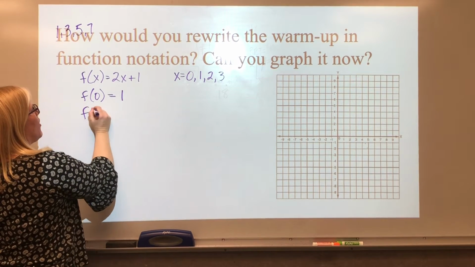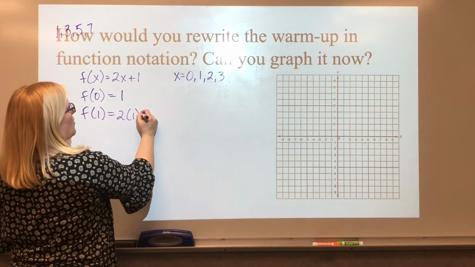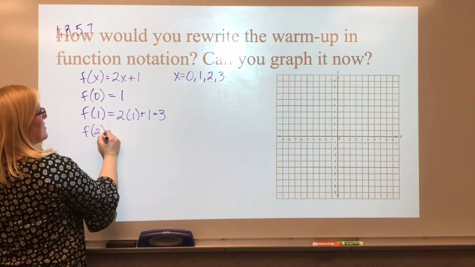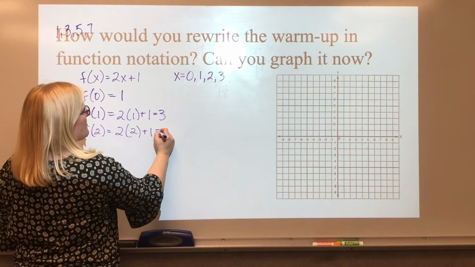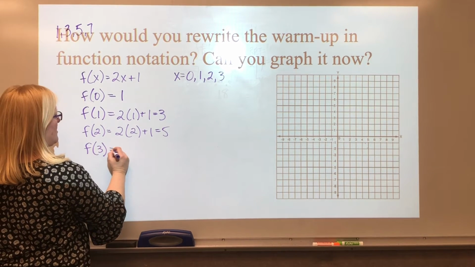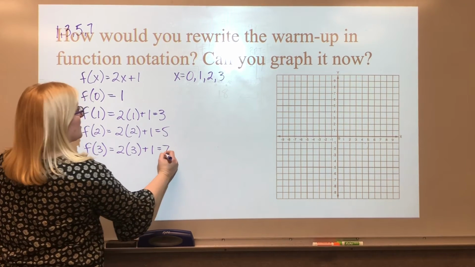Okay, f of 1 is 2 times 1 plus 1, which is 3. f of 2 is 2 times 2 plus 1, which is 5. We know these already, but I'm just showing you in function notation. f of 3 is 2 times 3 plus 1, which equals 7.